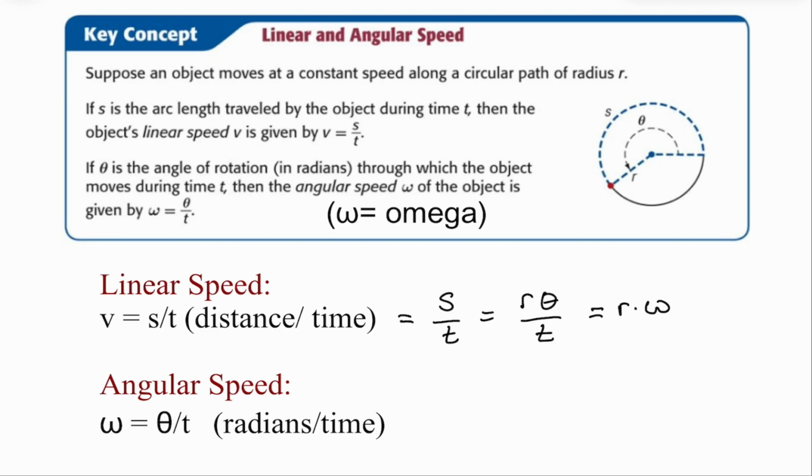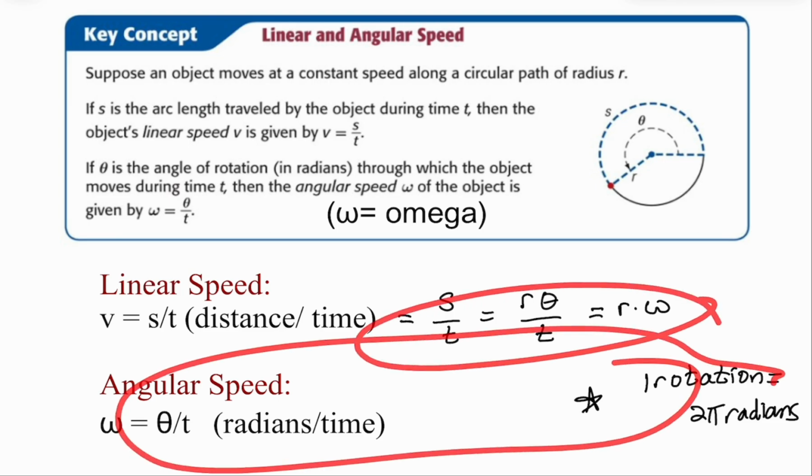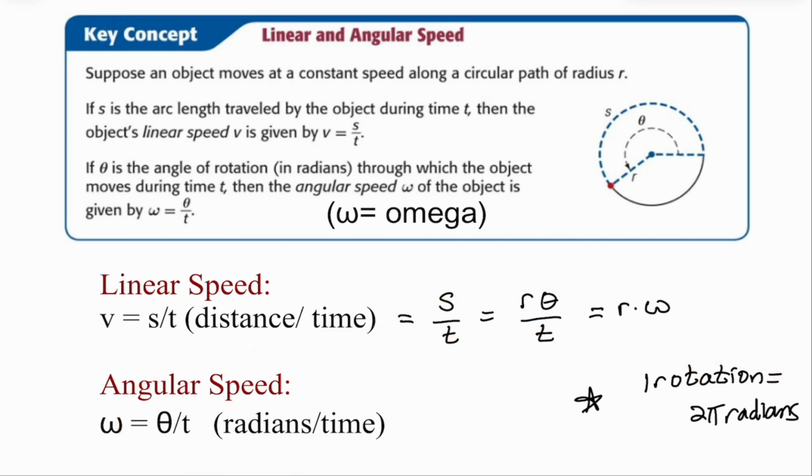So there are three ways we can do linear speed. Angular speed is radians per unit of time. Now, some things about angular speed. One rotation is always 2 pi radians. So that is going to help us when we're doing angular speed. Okay, so these are the formulas that you need for linear and angular speed.